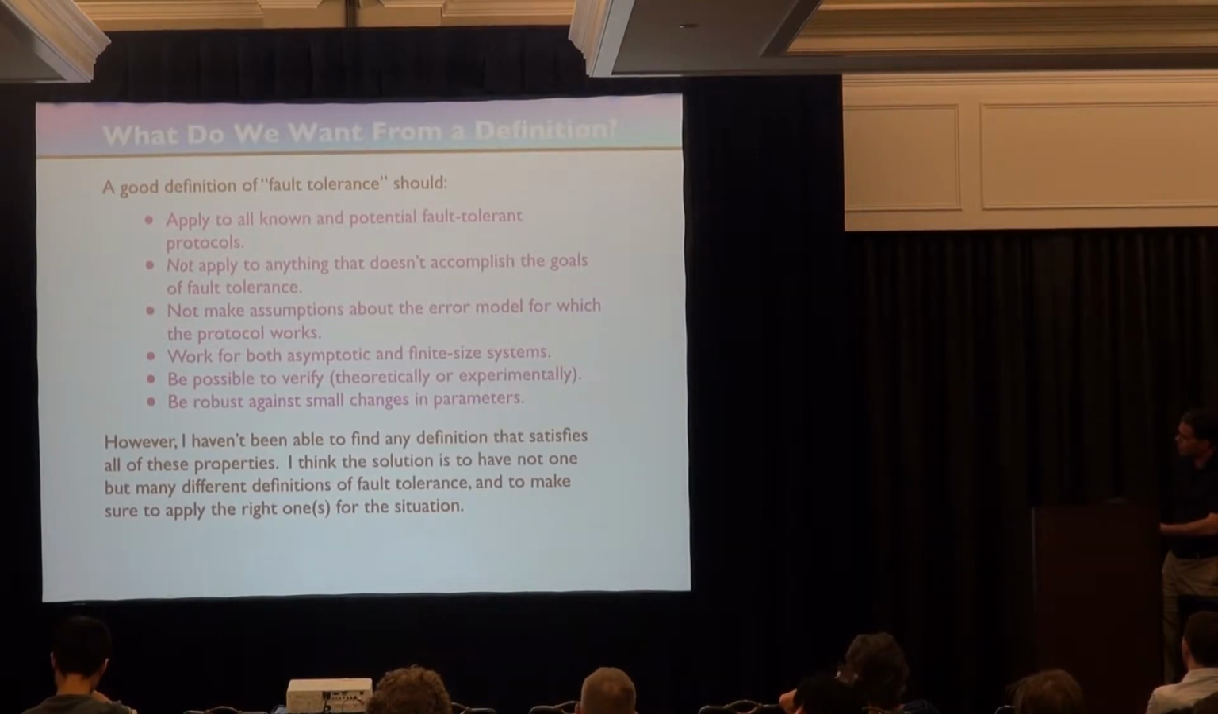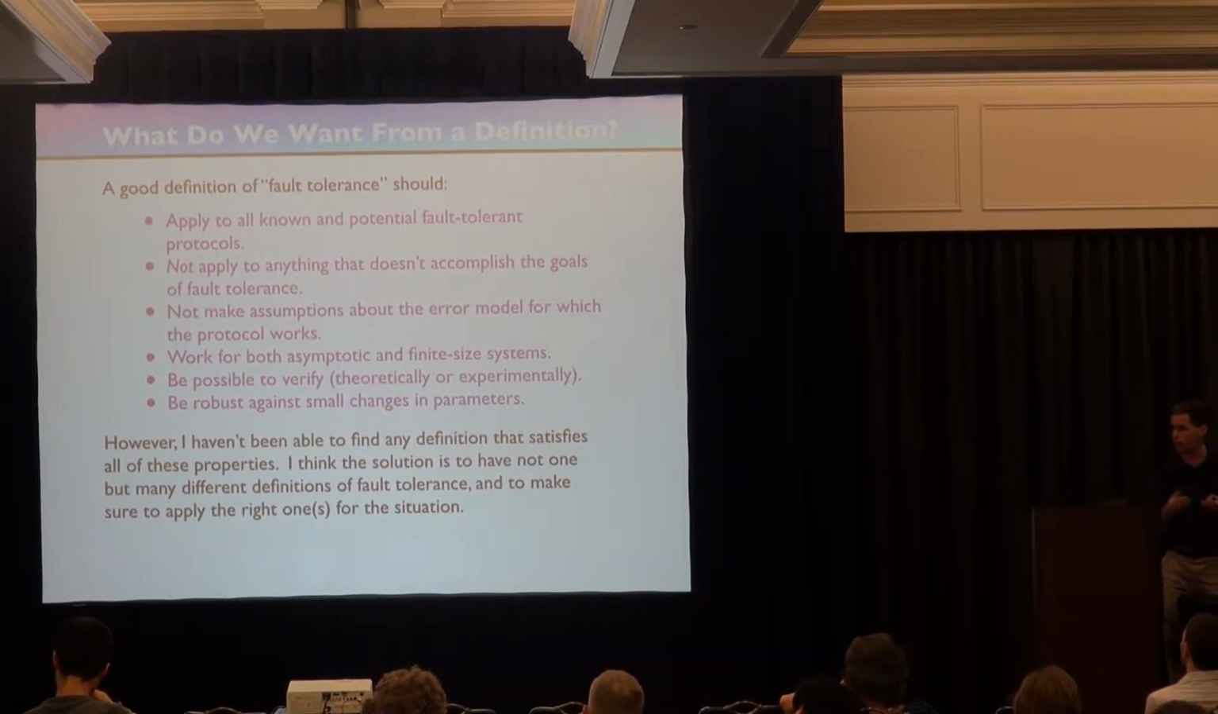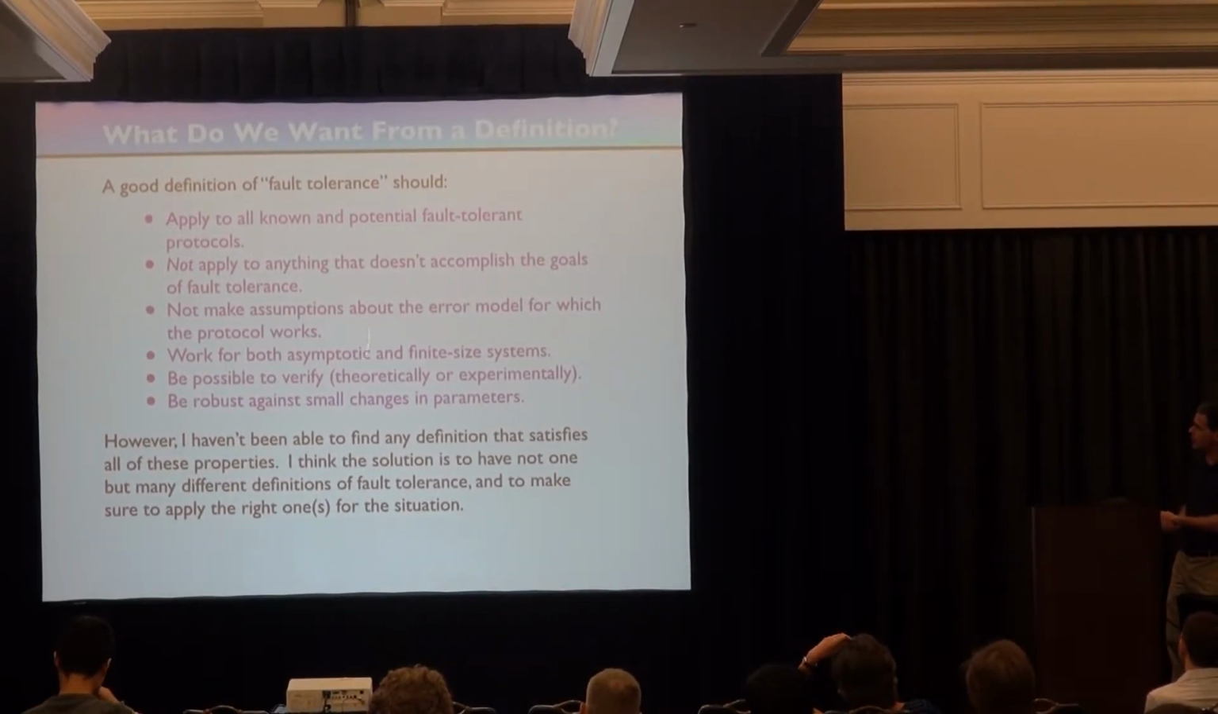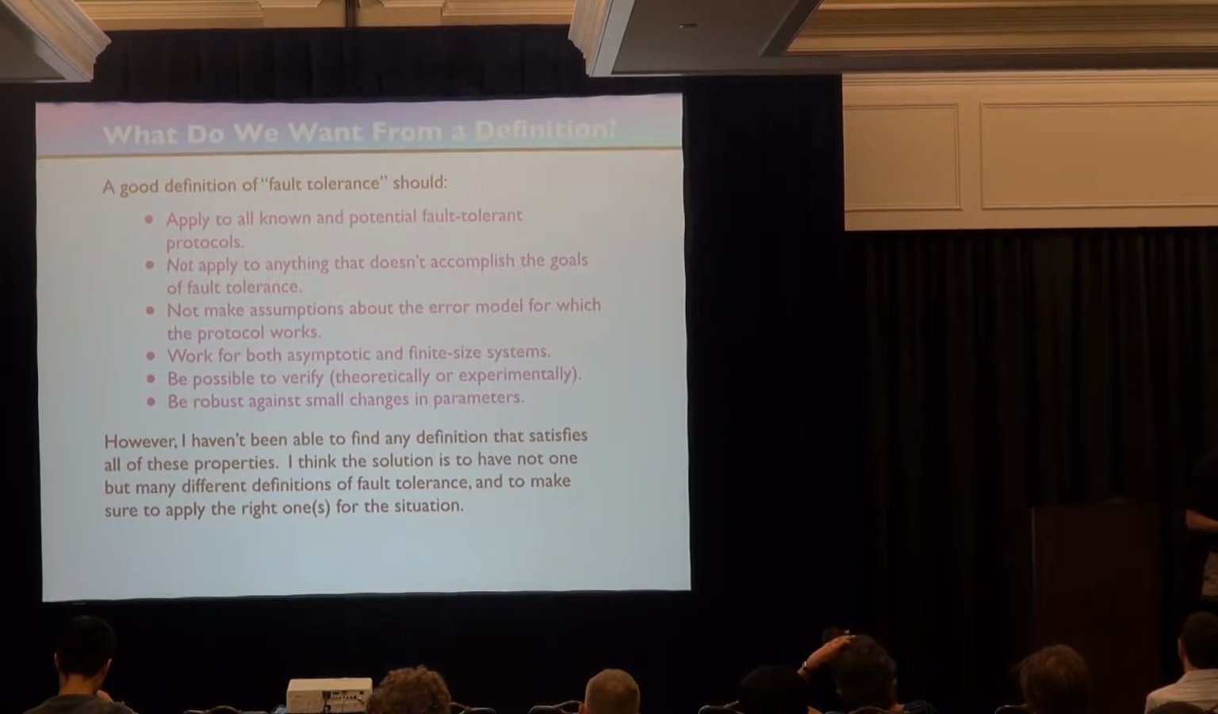And finally, it should not be kind of arbitrary. It should not change very greatly what is a fault-tolerant protocol if you tweak the definition, tweak parameters in the definition. But unfortunately, I haven't actually been able to come up with any definition that satisfies all of these conditions. And it's a little bit frustrating, but I've kind of come to the conclusion that there isn't one.